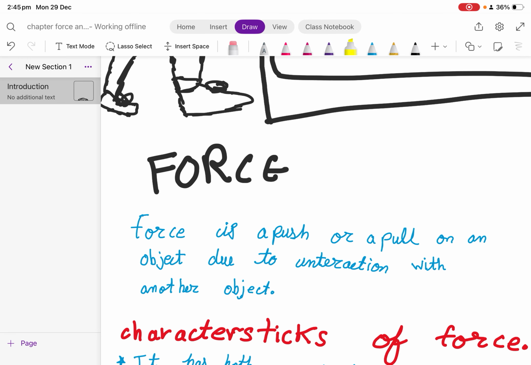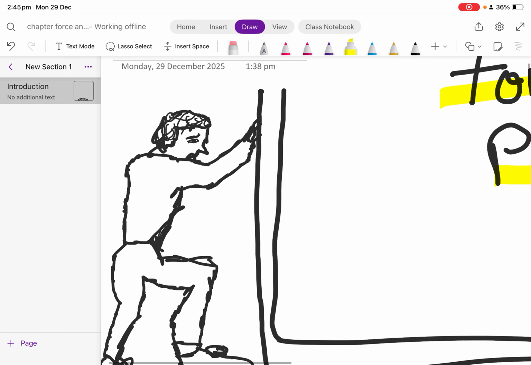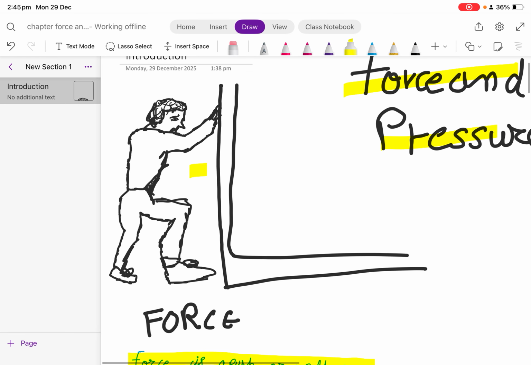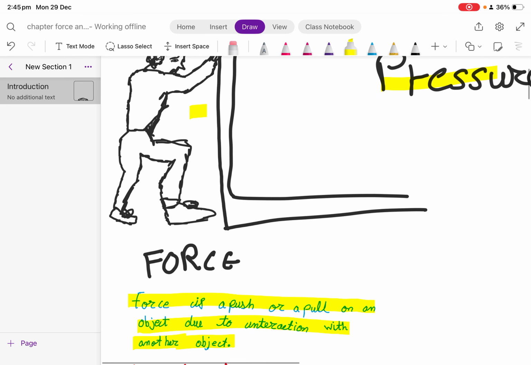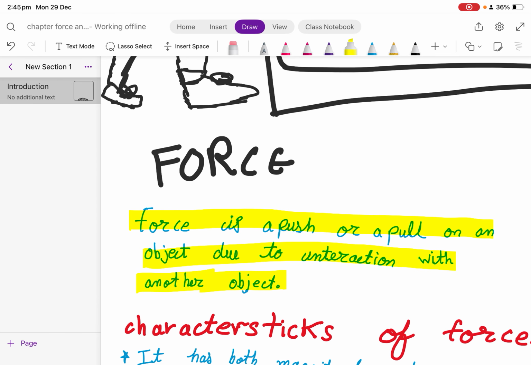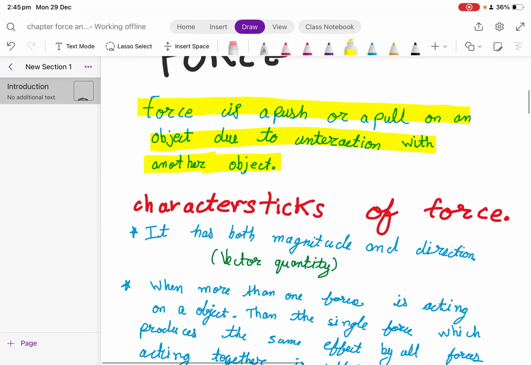What is force? Force is a push or pull on an object due to interaction with another object. Imagine you are pushing a wall, and I know that it does not come in motion when you push, but then also it is a force, whether it comes in motion or it doesn't. Okay, now moving on to the characteristics of force.